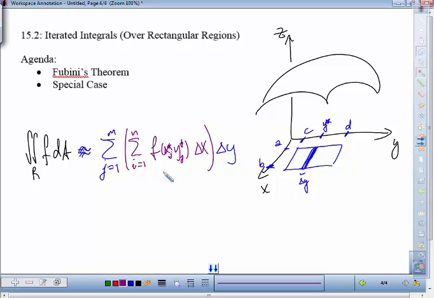Now, if I can go ahead and change this into an integral, this is my x value where y is fixed at y star, and then this x value is just going to go from a to b. Now, the tricky part is that y is some fixed value, so I didn't do anything with the y. I have to assume that y is still constant.